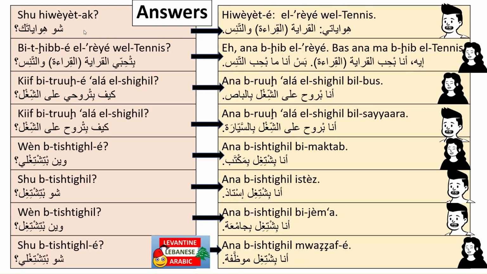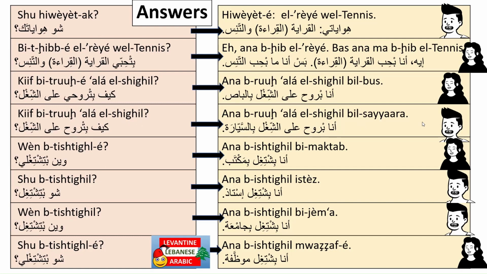شو هواياتك? What are your hobbies? هواياتي القراية والتنس. My hobbies are reading and tennis. بتحبي القراية والتنس؟ إيه أنا بحب القراية بس أنا ما بحب التنس. Yes, I like reading but I don't like tennis. كيف بتروحي على الشغل? Now addressing the feminine we add the A. أنا بروح على الشغل بالباص. By bus. بالباص. Literally by the bus. كيف بتروح? Now in the masculine بتروح على الشغل. أنا بروح على الشغل بالسيارة.